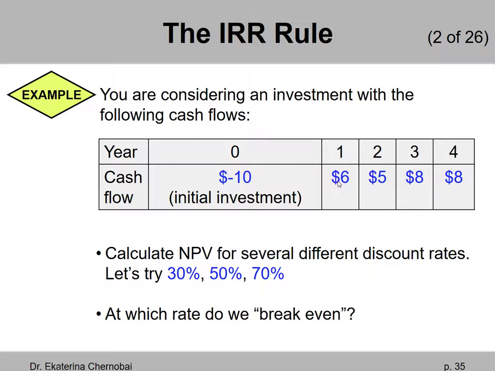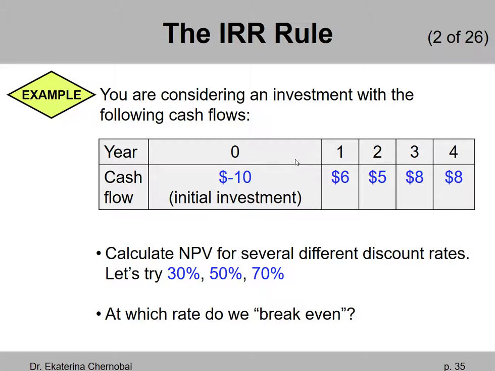Let's look at the following example. You're considering an investment with the following cash flows. In year 0, you would be investing $10. Maybe it's all in millions, right? Then in year 1, your profit would be $6. In year 2, $5. In year 3, $8. And in year 4, another $8. So these are our cash flows for this 4-year investment project.